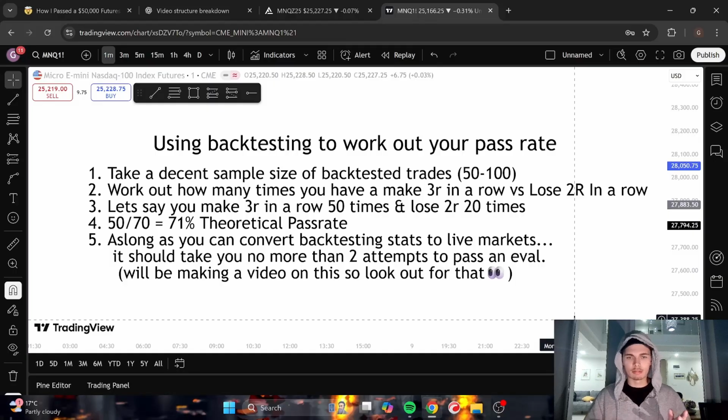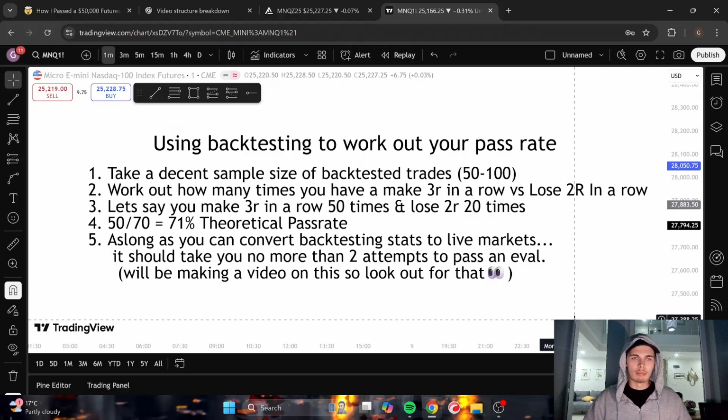So basically, how many times would you pass an account versus lose an account in backtesting? Let's say you make 3R in a row 50 times and lose 2R in a row 20 times. So 50 out of the 70 times that you either won or lost, your pass rate would be 71% if they were real accounts. As long as you can convert your backtesting stats to the live markets, it should take you no more than 2 attempts to pass an evaluation.